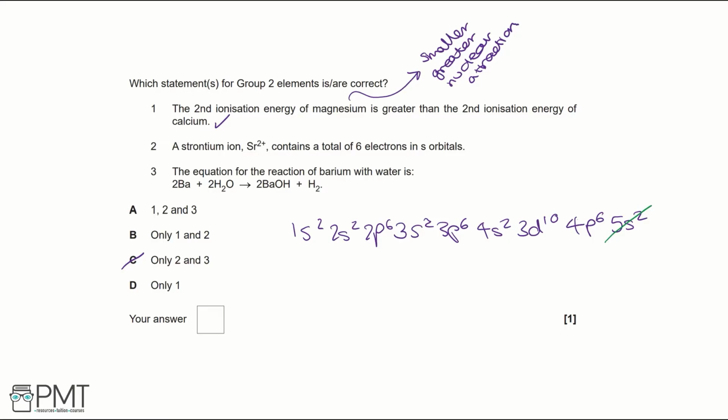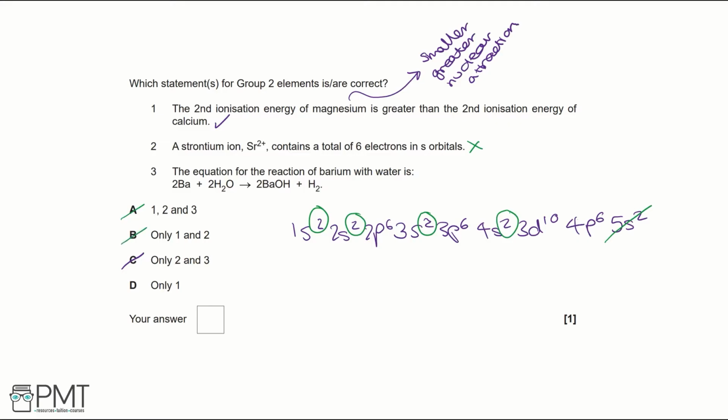So if we then count how many electrons are in s orbitals, we have 2, 4, 6, 8. 8 electrons in s orbitals. So it's not 6, it's 8. So this statement is not correct. So we can eliminate A and B.